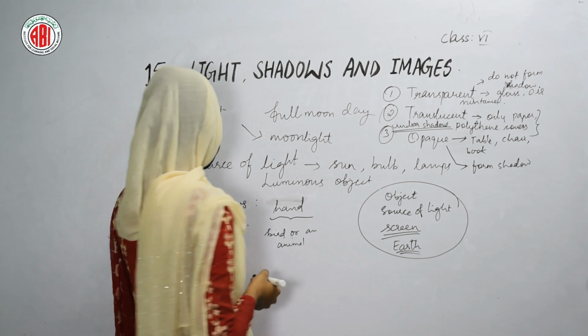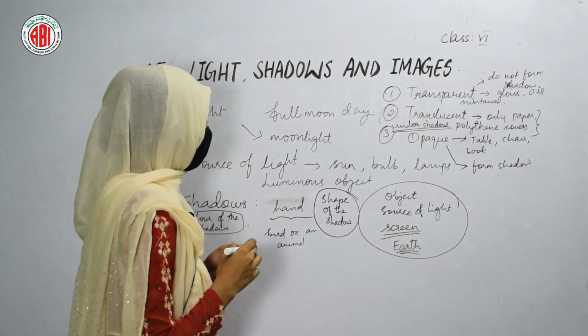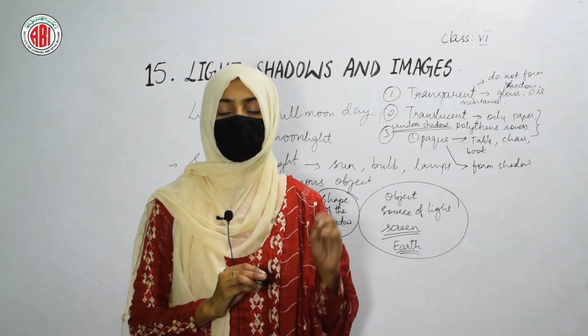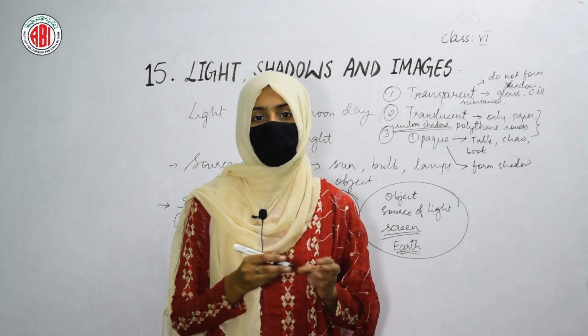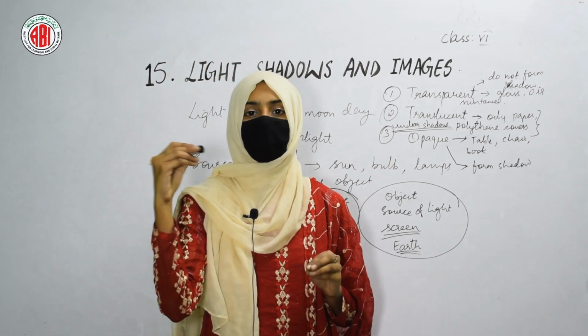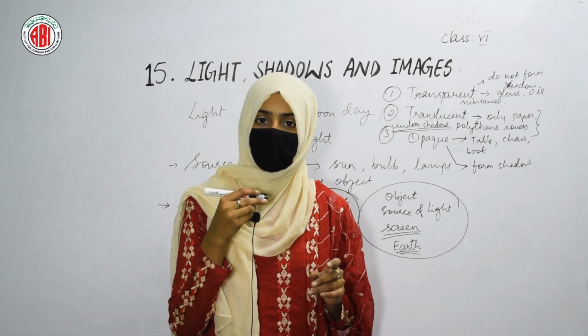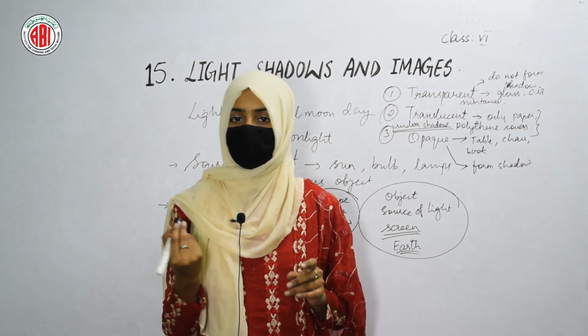So in this way, shadows are always colorless. Shape of the shadow. So what will be the shape of the shadow? Based on the position of an object, the shape of the shadow will be, if you place an object in one position, based on that position only the shadow will form, and based on that position of an object, the shape of the shadow will form on the screen.